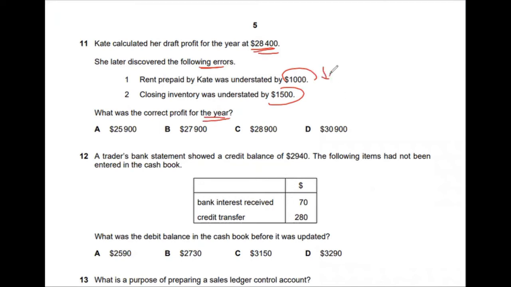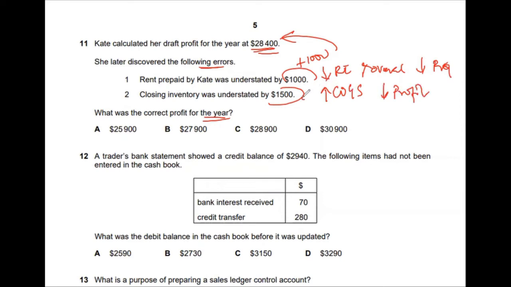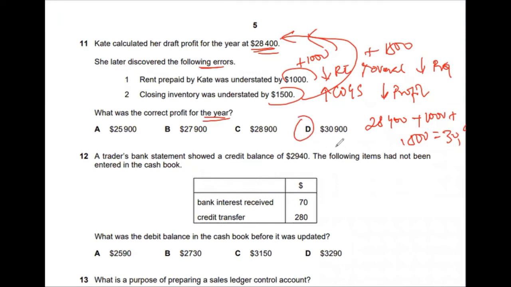If your rent expense is understated, your overall expenses are understated, which will overstate your profit. So you need to add $1,000 to this amount. Then closing inventory was understated as well, which means that your COGS is overstated and your profit is understated. Therefore, you will add this amount as well. So 28,400 plus $1,000 plus $1,500 gives me 30,900. So my correct answer to multiple choice 11 is option D, $30,900.